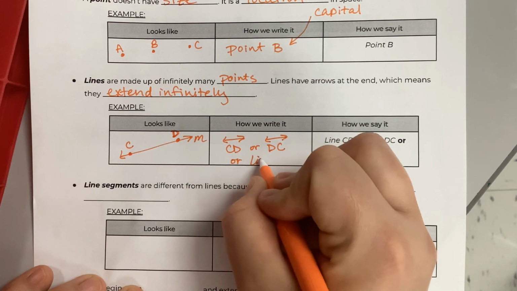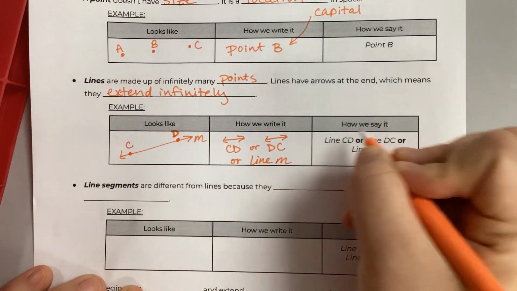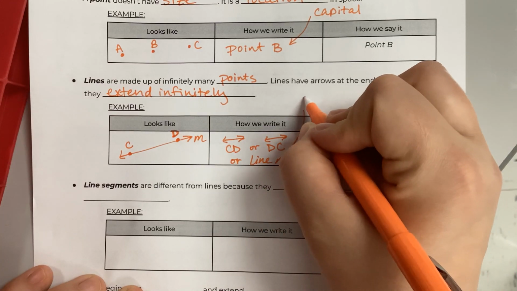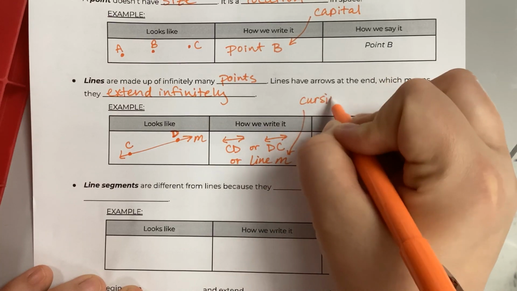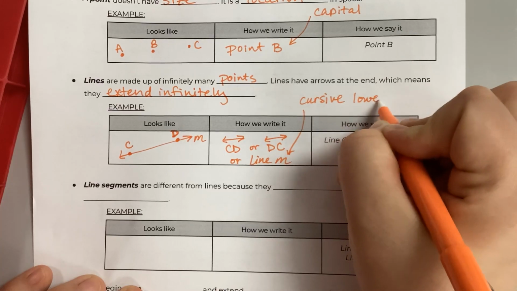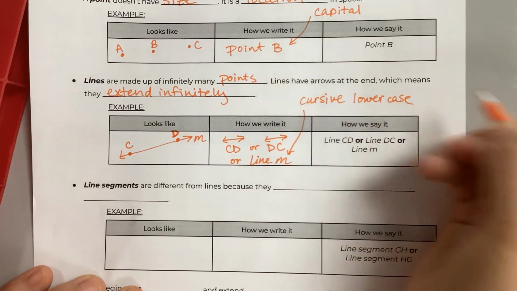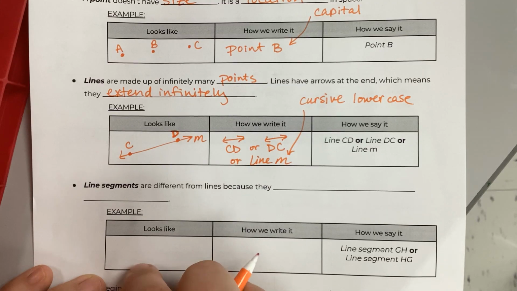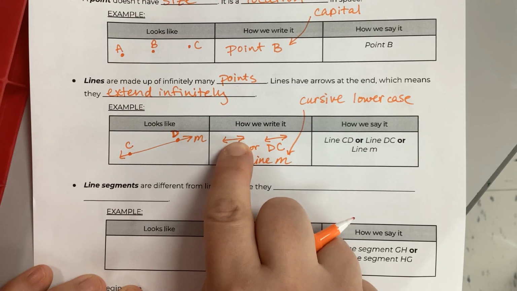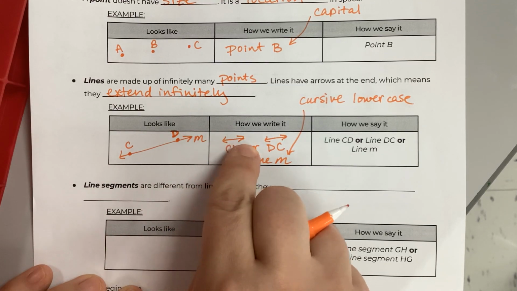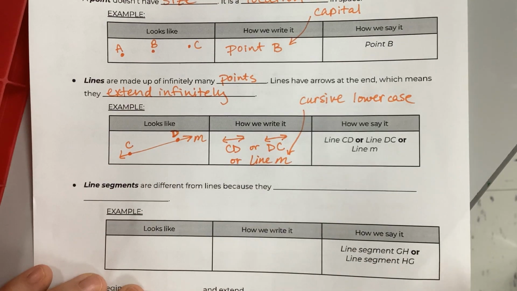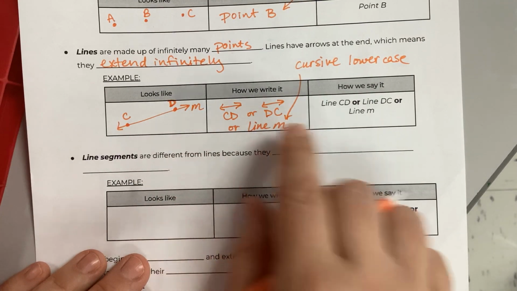Or line M, and this letter is cursive lowercase. All right, and that's how we'd say each of those. So we want to see a little symbol that looks like a line, it has arrows, and you're telling me what points it goes through. All right, only 2 points.